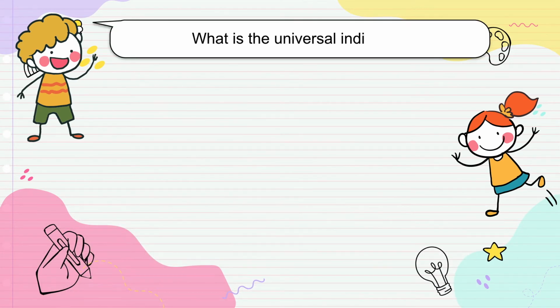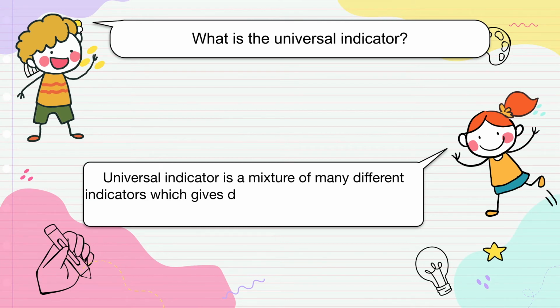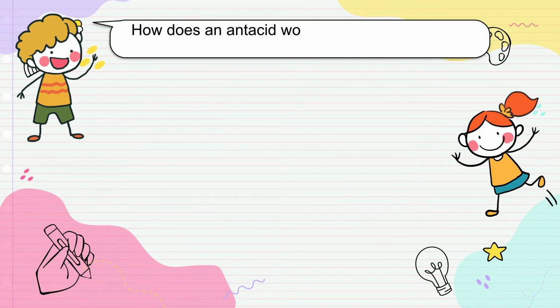What is the universal indicator? Universal indicator is a mixture of many different indicators which gives different colors at different pH values of the entire pH scale.